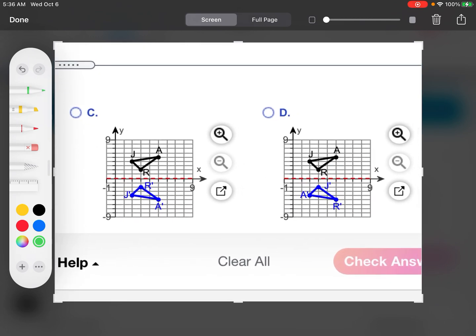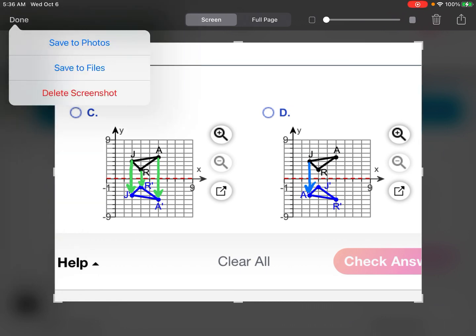Okay. So C and D look a little more promising. C is the answer here because J actually lines up with J prime, R lines up with R prime, and A lines up with A prime. On this one, the 3 points line up, but not with the right ones. So J lines up with A, which is not correct. I'm sorry, that's not where A prime would land. That would be where J lands. Okay, so the answer here is C.